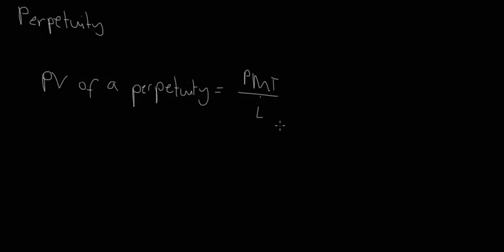If you were given a perpetuity and it gave you a certain percentage, then you would just take the percentage. Sorry, in a preferred stock, for example, if you're given a dividend yield, you take the percentage of its face value. But over here, when we're dealing with perpetuities, it's very simple.